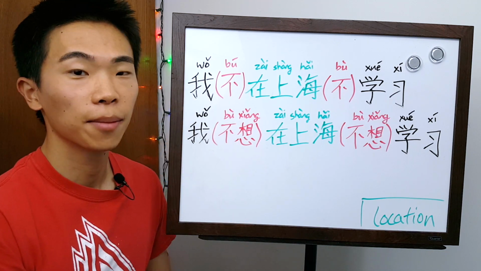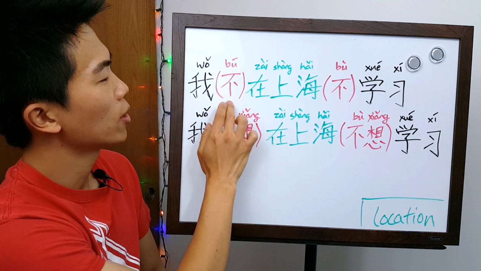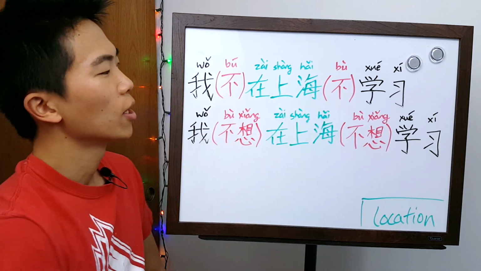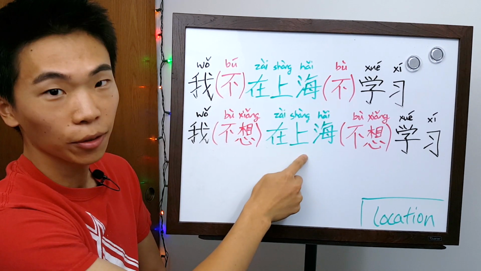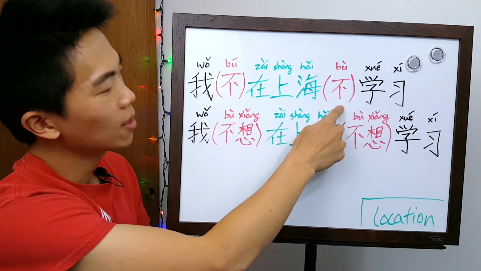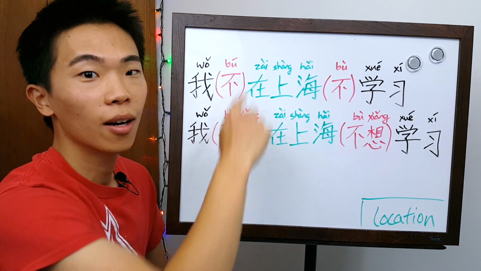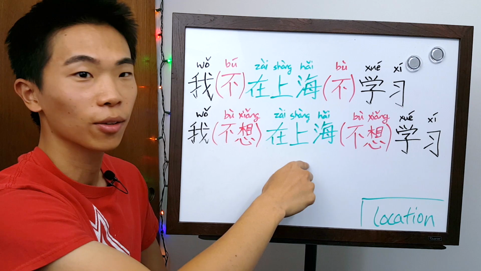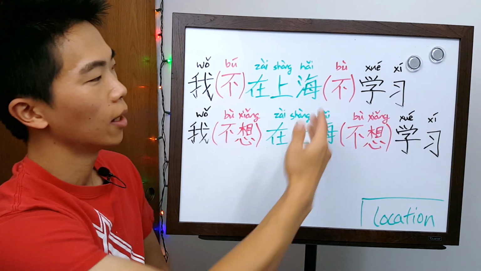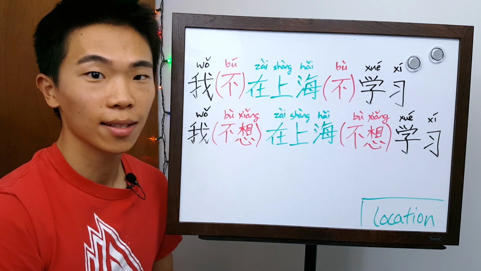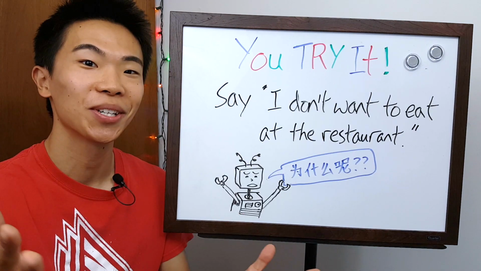A little bit confusing, but just remember that if you put your negation before your location, you're denying the fact that you're going to that location or that you want to be in that location. And if you put it behind your location, you're saying that you are in that location or you do want to go to that location, but you just don't want to do something else, whatever you're saying at the end of your sentence.